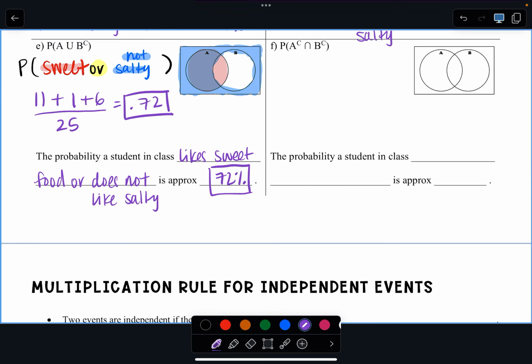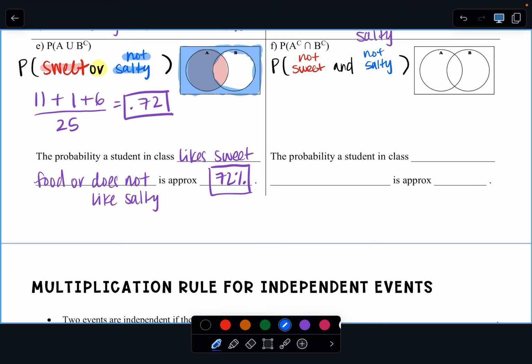Now, this one is going to be the probability of not A and not B. So I'm going in, probability, this is an and statement because it's an intersection. We want not sweet and we want not salty. Now, we've kind of talked about this one already on the front. This was that last shading that we did where it's everything outside.